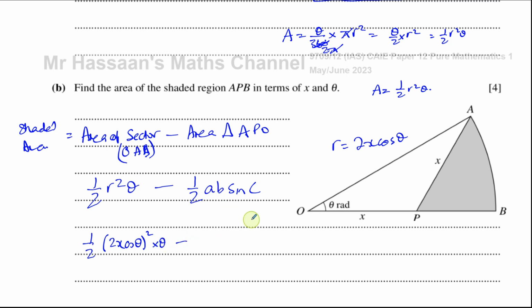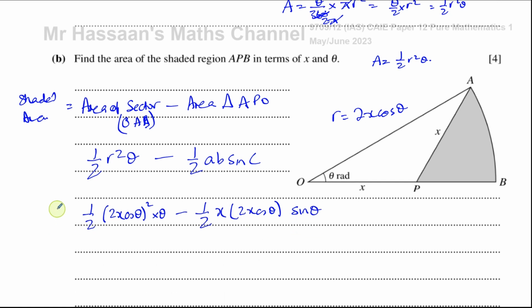Minus the area of the triangle. We need two sides and the angle between them. We know this angle is theta, we know this side is x, and we know this side is 2x cosine theta. So we can just use what we have already. You get a half times x times 2x cosine theta times the sine of the angle theta. This will give us the expression that we need.